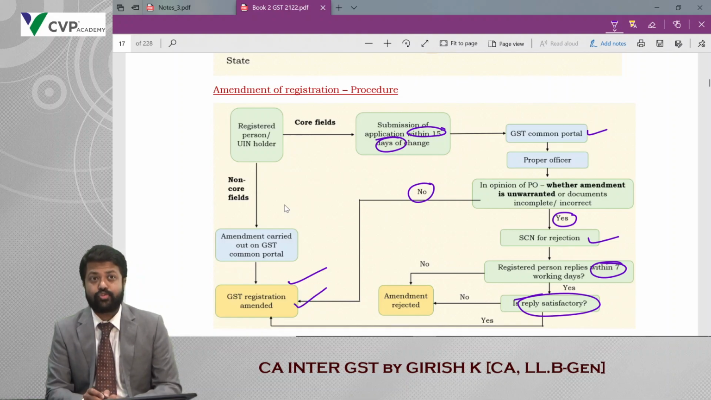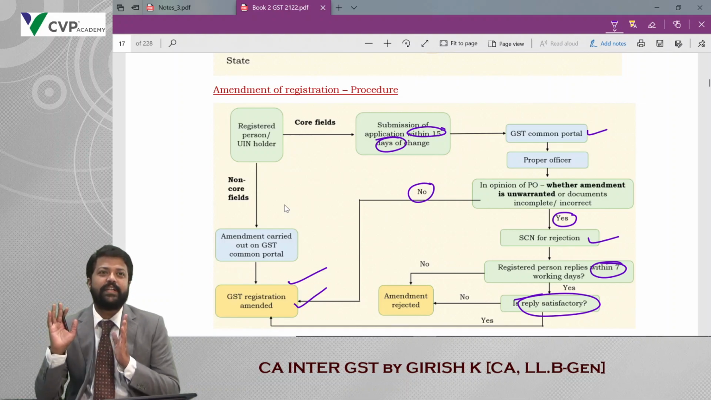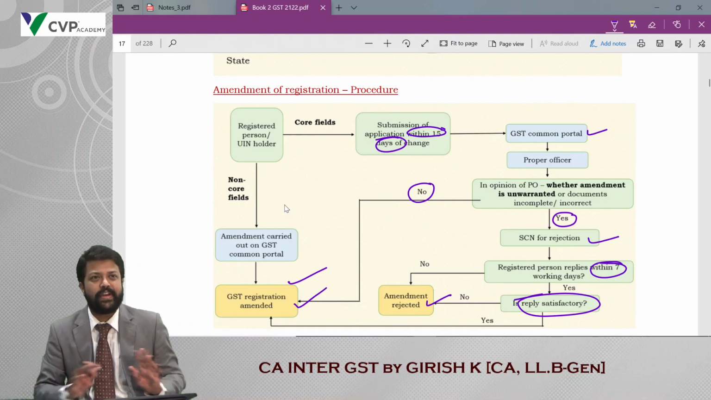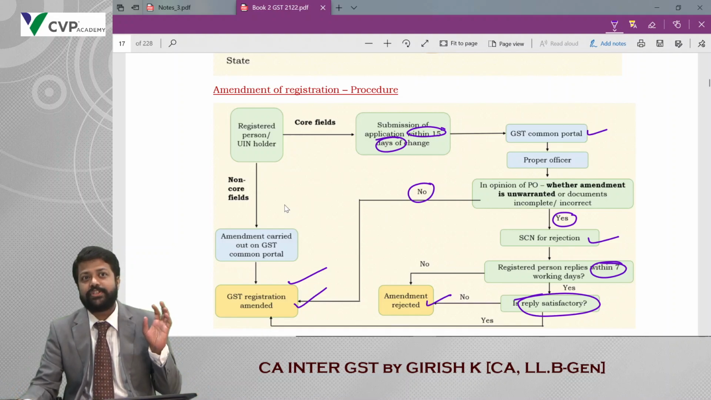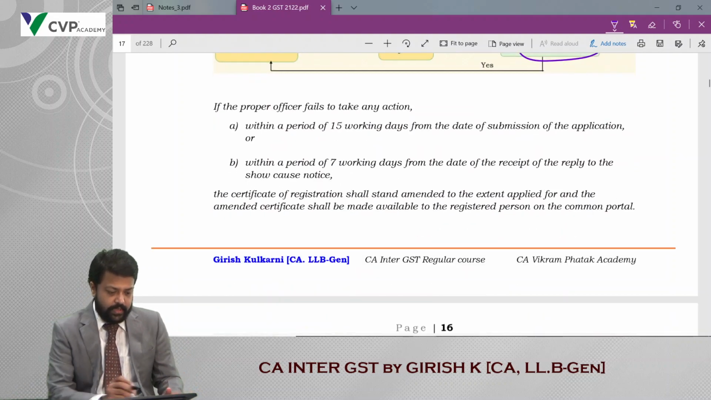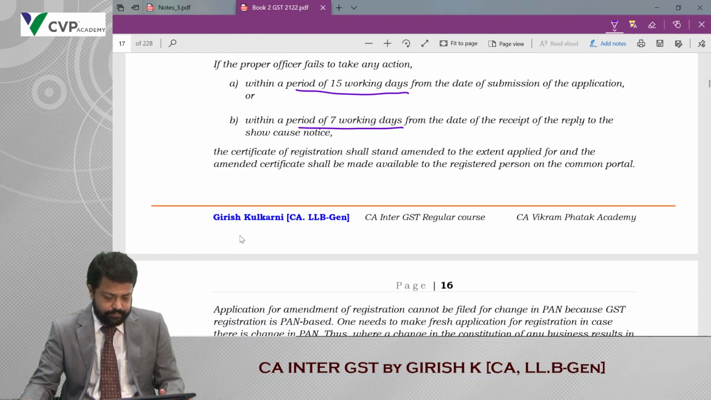If it is still not correct or appropriate, or the name of the person is somebody else's, then it will be rejected, and again you will have to file another amendment application. So it is a very logical process. Once again, only remember the days: 15 days from the change you have to apply, and for the notice you have to respond within 7 days. A period of 15 working days and a period of 7 working days.